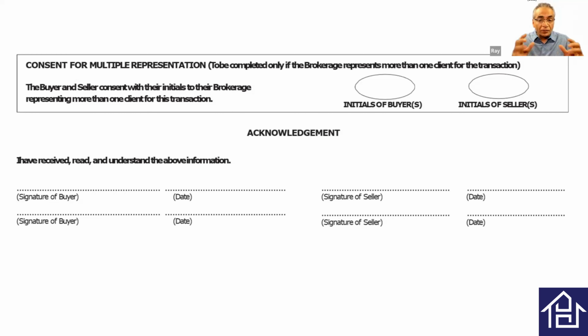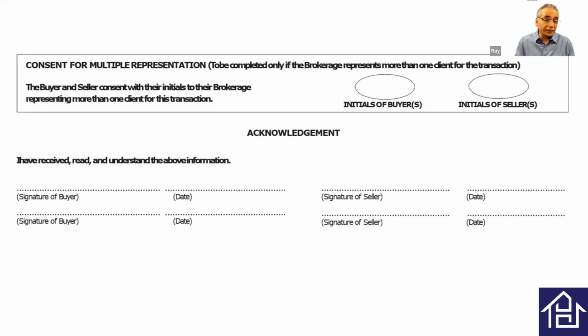Now remember, for multiple representation to happen, both parties have to agree. And they both have to sign a document indicating that they agree to the multiple representation. If that happens, then you're allowed to do multiple representation. But if one of the parties refuses, then you're not allowed to get involved in the transaction. You have to ask one of the parties to find someone else to represent them. But if they consent and they initial this, then they sign the bottom of this page, and the form is filled up properly and correctly.